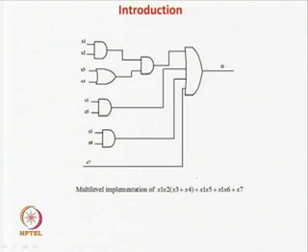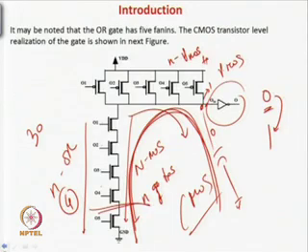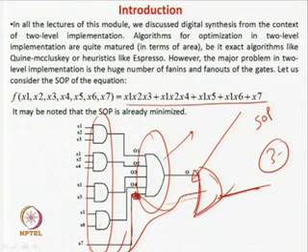So, in this case you see how many gates are required: 1, 2, 3, 4, 5, 6 gates are there. And in this case also, if you check, there are 1, 2, 3, 4, 5, 6 gates. But one very important thing is that this implementation is an ad hoc one, where I have cut this OR gate and fed it here.